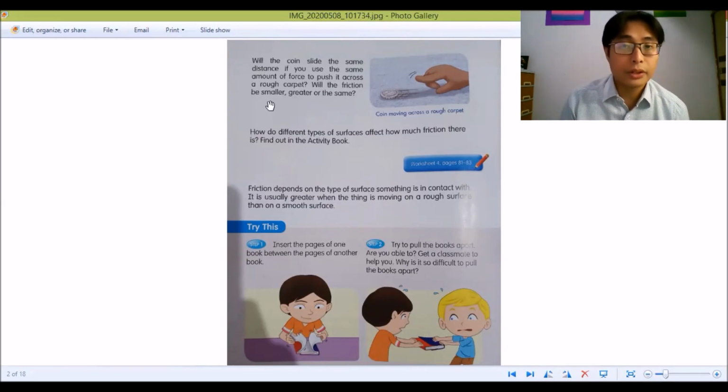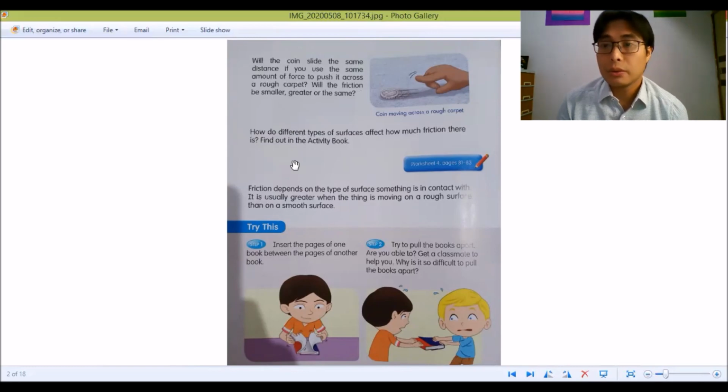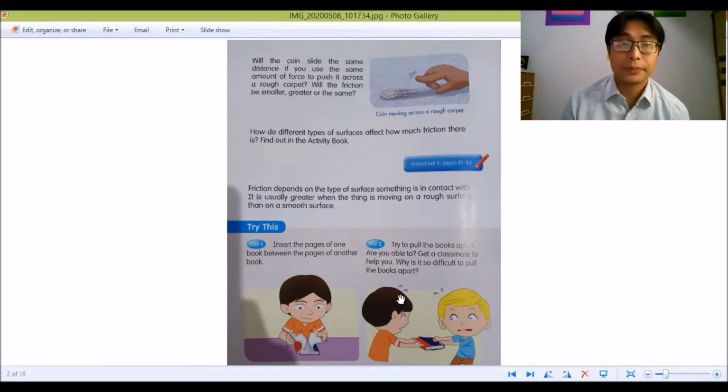So will the friction be smaller, greater, or the same? So the answer for that, the friction is greater on a rough surface or on a rough carpet. So how do different types of surfaces affect how much friction there is? So we will find it out later in our activity book.